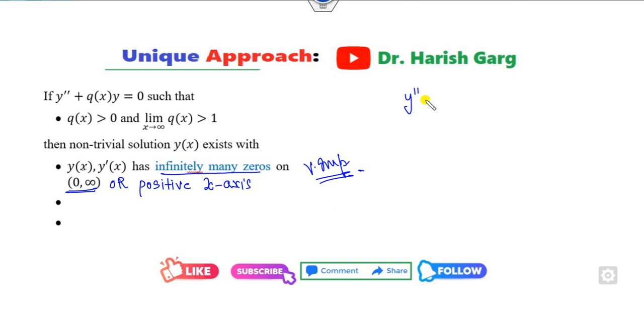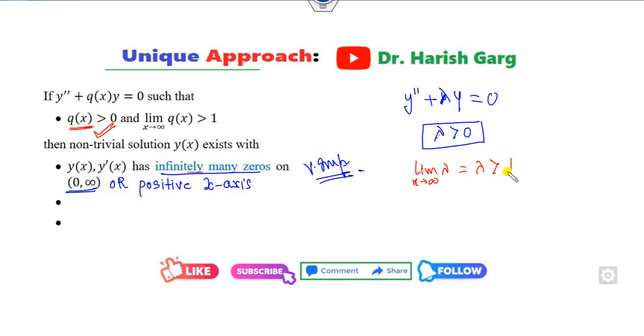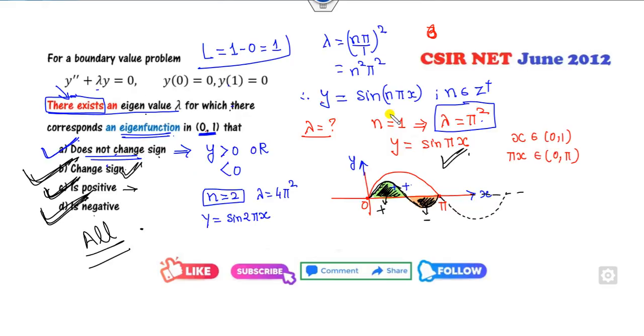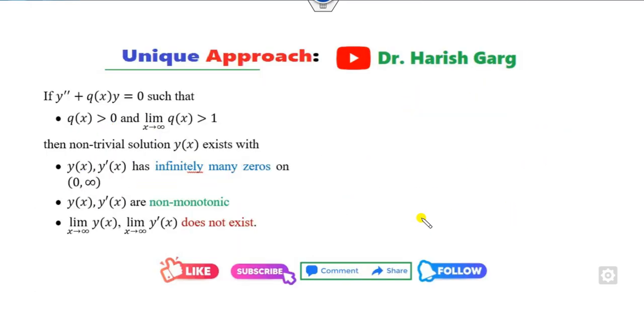Look at that. If I compare this value with here, then we all know lambda should be greater than 0. That means q in this case is my lambda and it is greater than 0, which satisfies this property. The limit of this lambda as x approaches infinity is also greater than 1. Then y has infinitely many zeros, and we already proved that. This is the first remark. Second, y and y dash are non-monotonic. Why non-monotonic? You can see the same example here, sometimes positive, sometimes negative. And the last concept is that the limit of y and y dash does not exist, that means it's unbounded. That's the first remark for you.